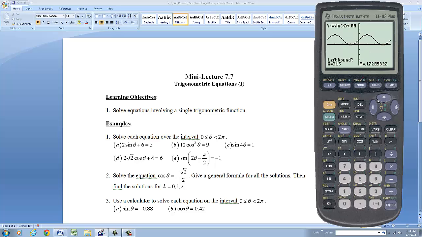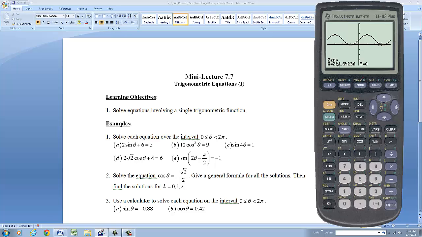The way that works is I need the cursor. It asks me for a left bound for the zero that I'm looking for, so I put it to the left of the first one, right there, and hit enter. Then I go to the right bound and hit enter. The guess you can ignore, and hit enter. This gives me a zero of 241.